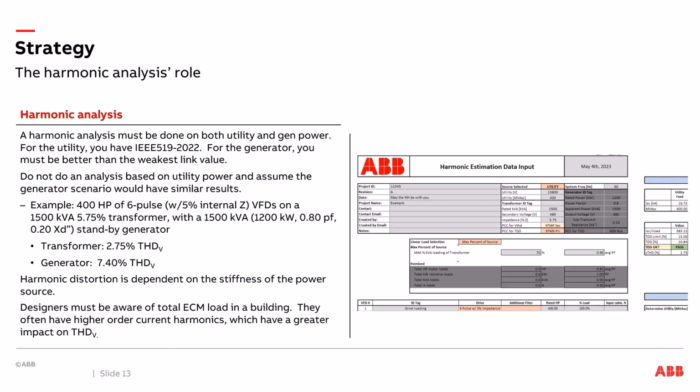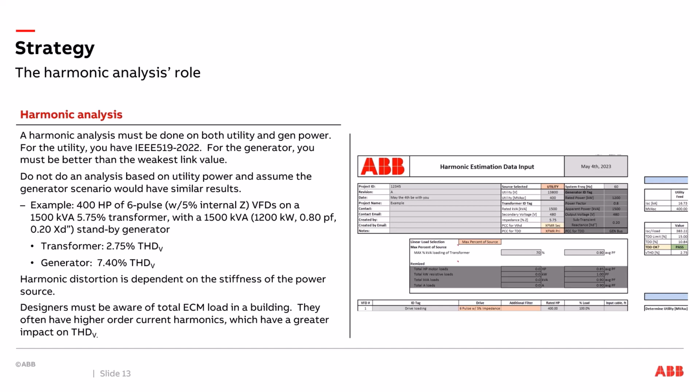So you want to do a harmonic analysis on both the utility and the generator power. I think I've beaten that horse pretty good here as far as IEEE 519 cares about utility. So you need to do a harmonic analysis based on utility power, its transformer size, things of that nature, to make sure that you meet the IEEE 519 guidelines. And then we need to do a separate analysis on generator power. So transformers and generators are definitely not the same when it comes to a harmonic analysis.